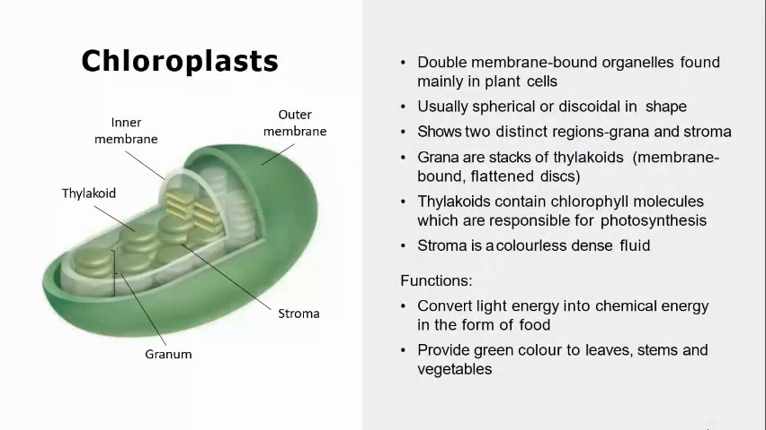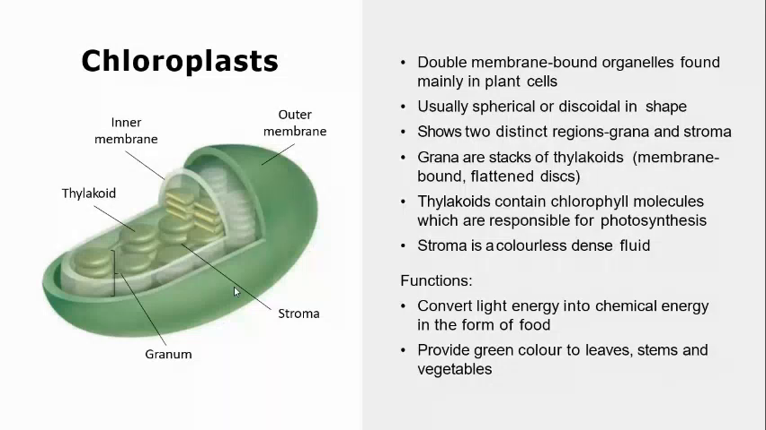Now, the chloroplast is a double membrane-bound organelle found mainly in plant cells, usually spherical or discoidal in shape, and shows two distinct regions. We have the grana and the stroma. Granum is the singular form. The grana are stacks of the thylakoids. Okay, this one stack here is known as the thylakoid. So that set of stacks of thylakoids is called the grana. Thylakoids contain the chlorophyll molecules which are responsible for photosynthesis, and the stroma is the colorless dense fluid.